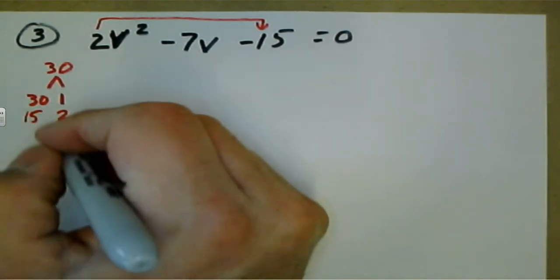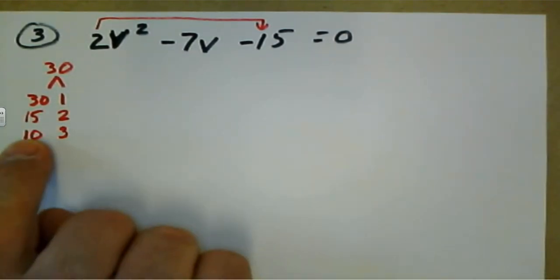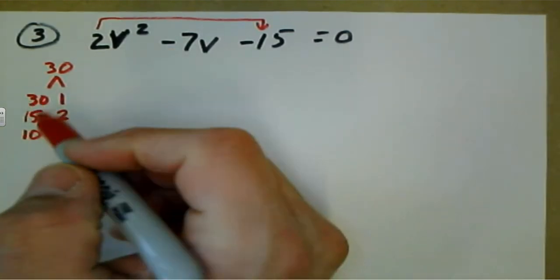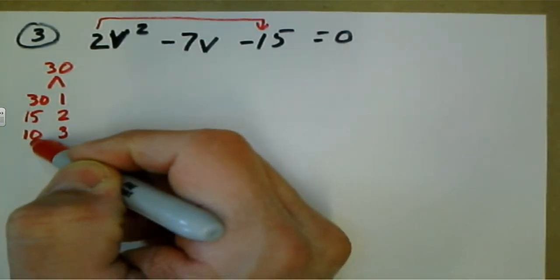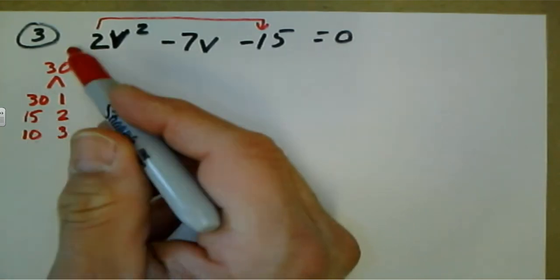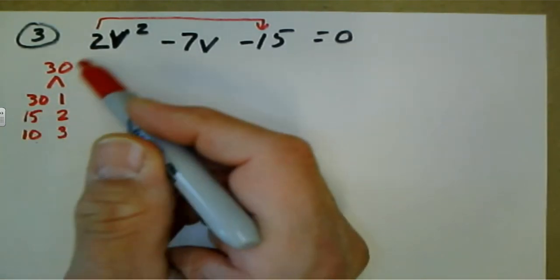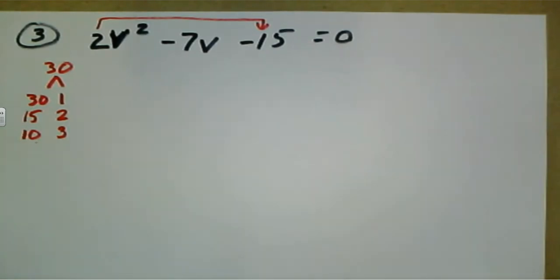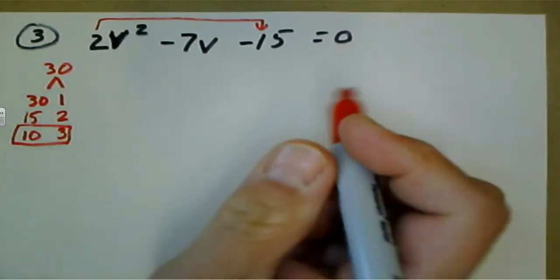Divide by 3. 30 divided by 3 is 10. Yep. 10 plus 3 is 13, 10 minus 3 is 7. We have it, but let's check. Take the 2 times the 10, divided by the 2, we get 5. And is that one of them? It sure is. So this is our set.